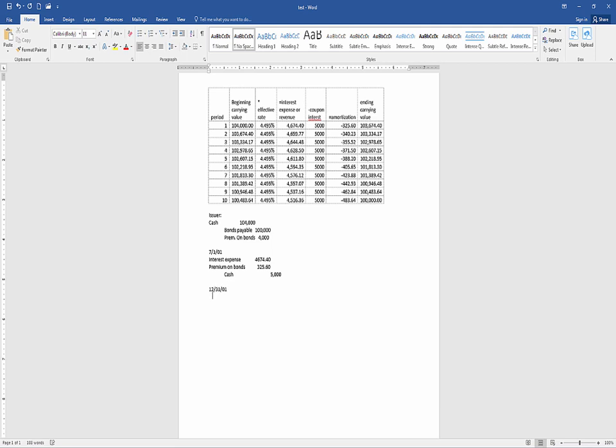Similarly, at the end of the year, we're going to do pretty much the same thing. We're going to have interest expense, and now we're looking at our second 6-month period. So on our amortization table, we're looking at line 2. I say, okay, interest expense is going to be $4,659.77.